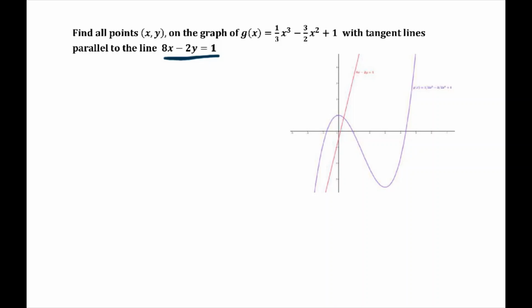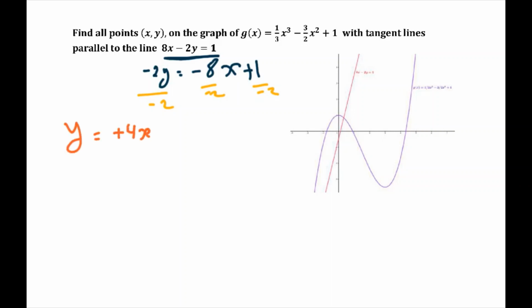Now, by solving for y, so negative 2y equals negative 8x plus 1, divide everything by negative 2, I will get y equals positive 4x minus 1/2. m is 4. And since we're asking about parallels, the slope will be 4, and that's going to be your first derivative, okay?